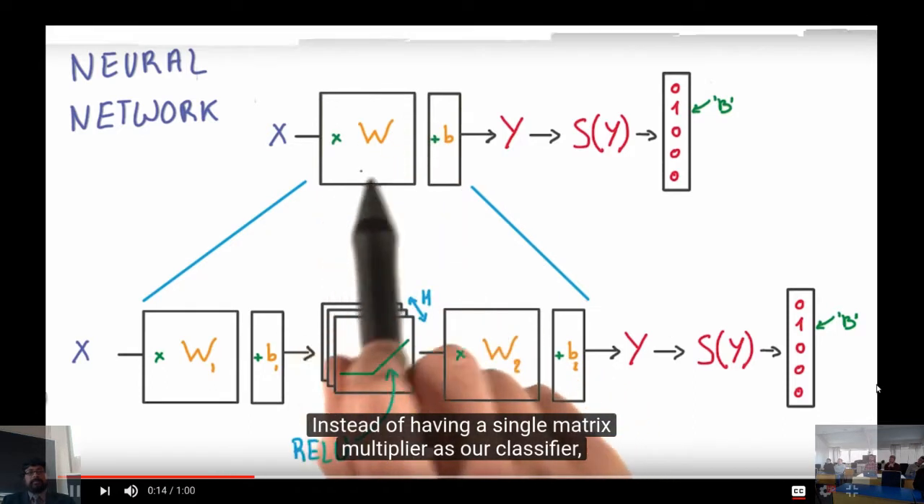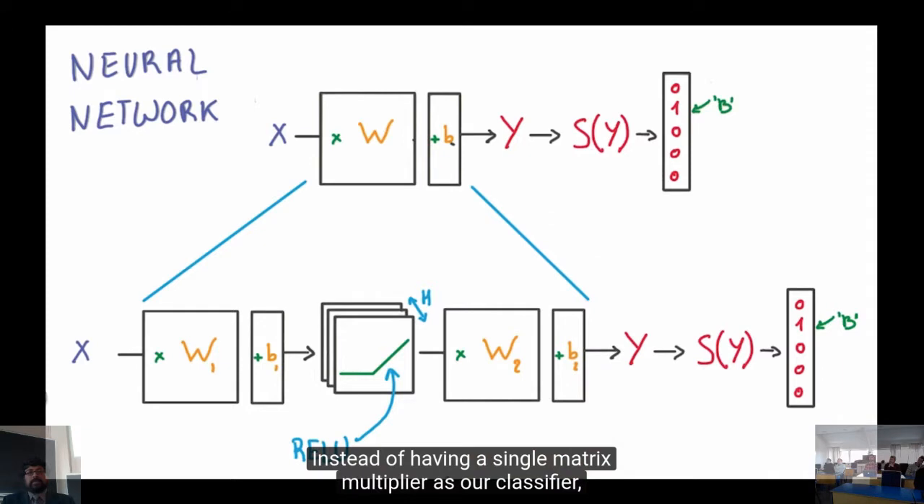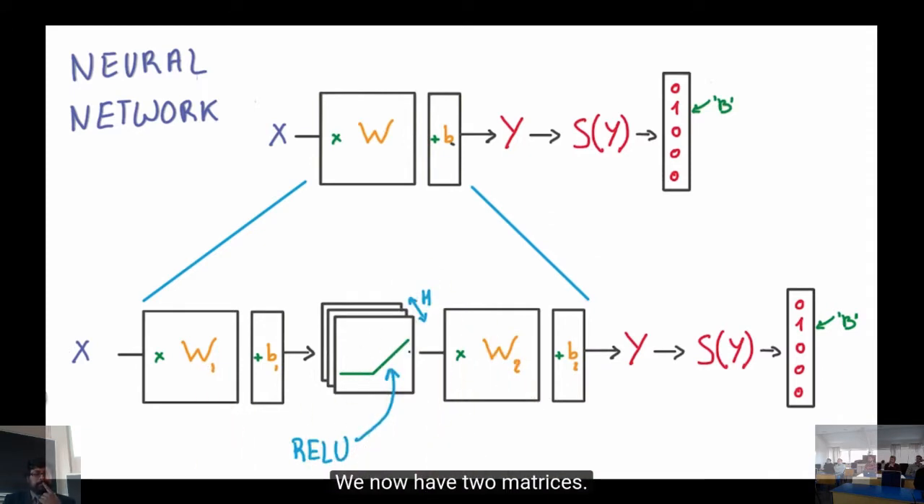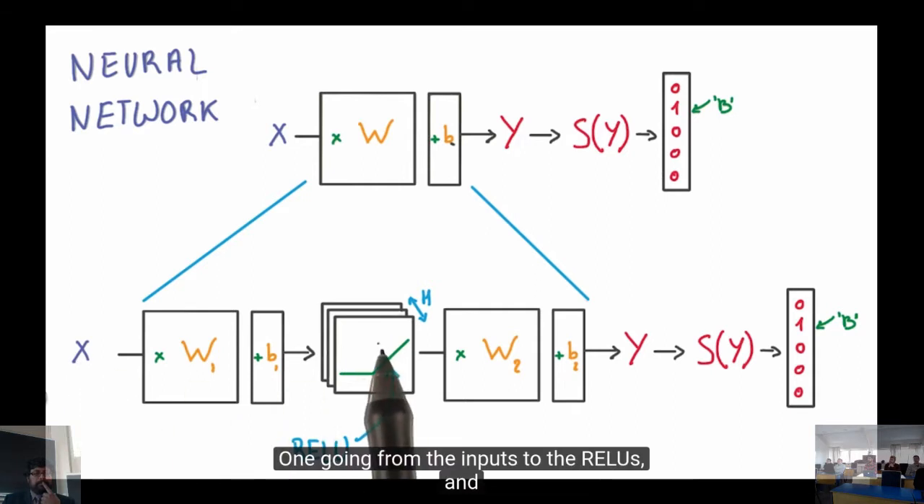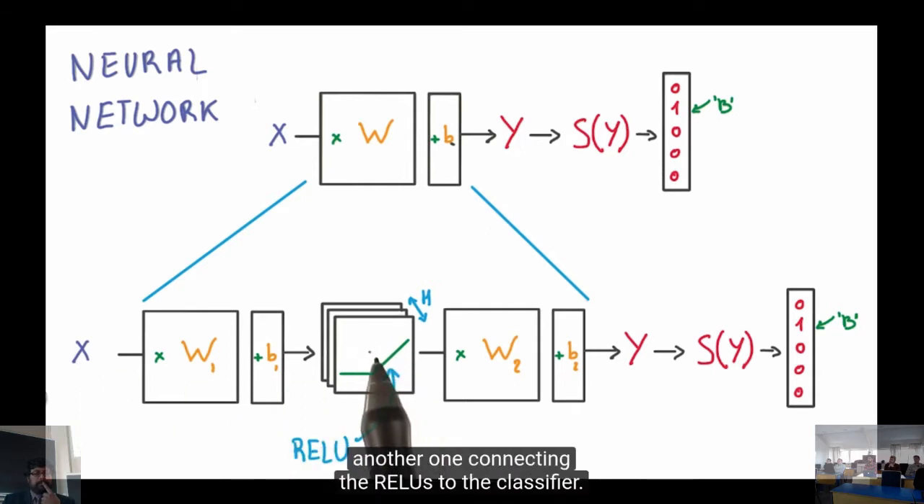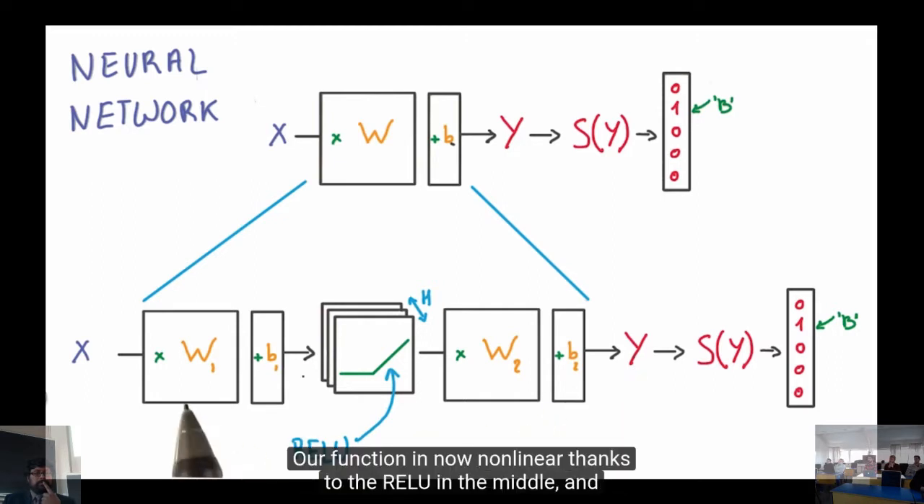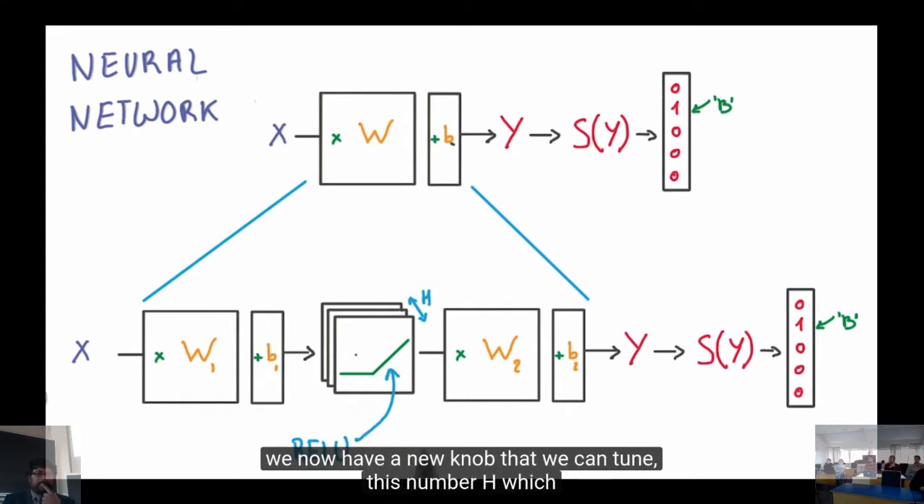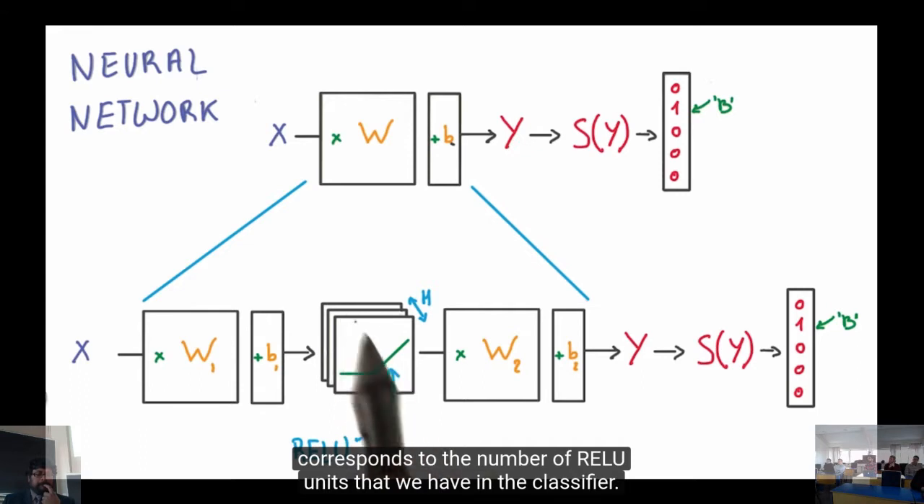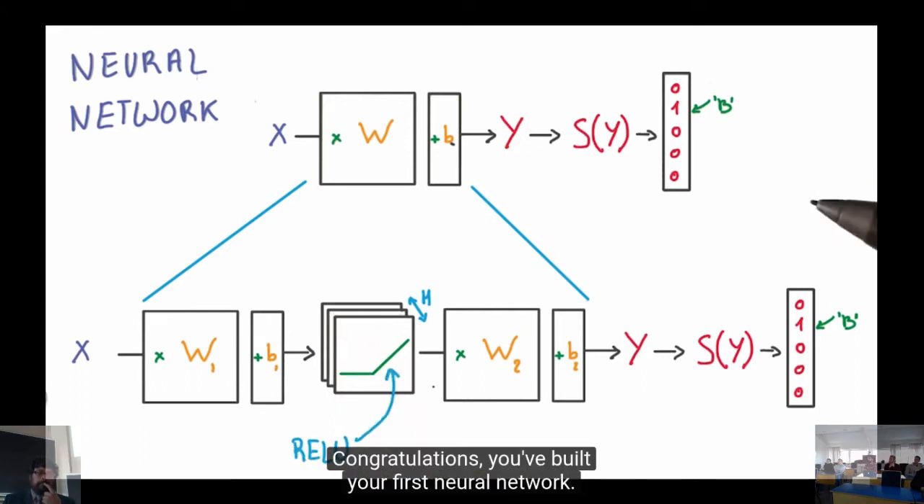Instead of having a single matrix multiply as our classifier, we're going to insert a ReLU right in the middle. We now have two matrices, one going from the inputs to the ReLUs, and another one connecting the ReLUs to the classifier. We've solved two of our problems. Our function is now nonlinear, thanks to the ReLU in the middle, and we now have a new knob that we can tune, this number h, which corresponds to the number of ReLU units that we have in the classifier. We can make it as big as we want. Congratulations, you built your first neural network.